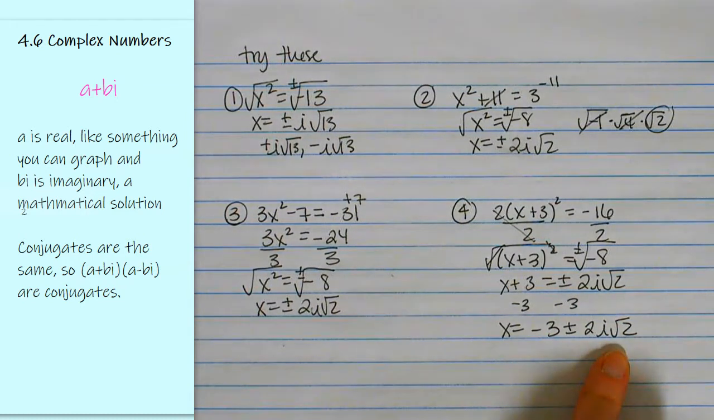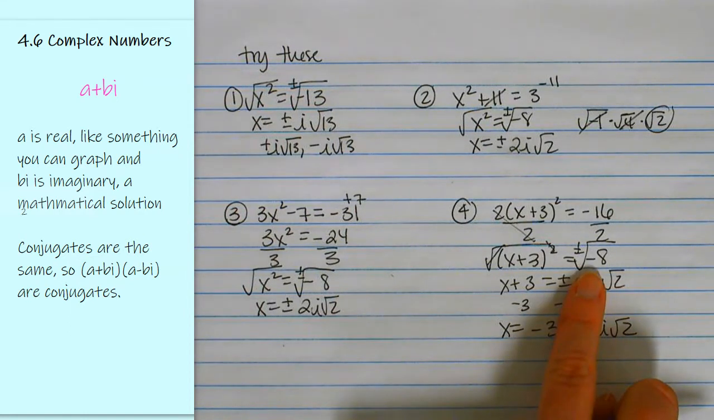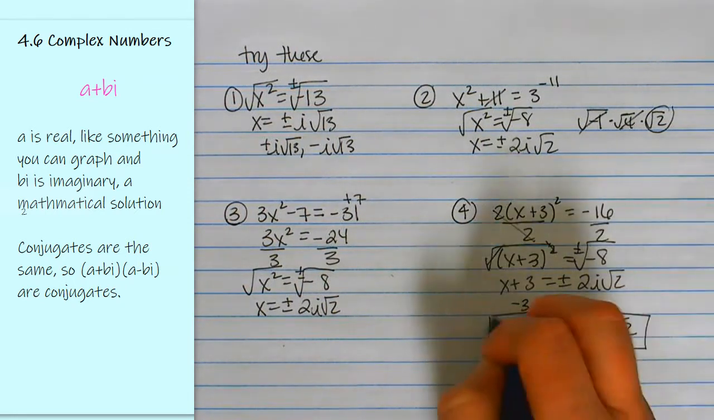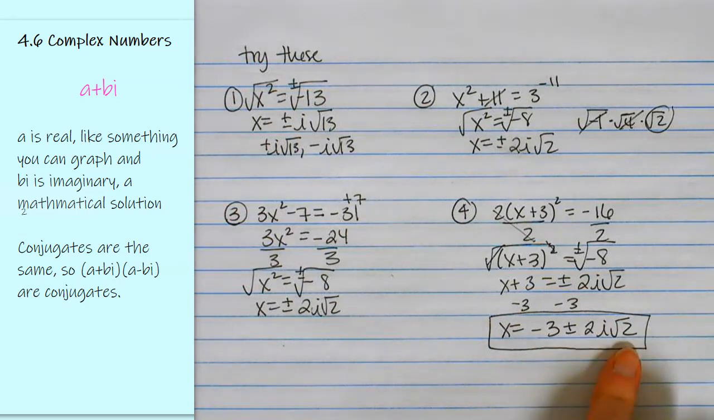We're good. This is a mathematical answer, again, one that you will not see graphed, but it's a way for us to find answers for things that are equal to negatives, but they're squared. So this represents the answer. It's got a real part and imaginary part. For number 4.